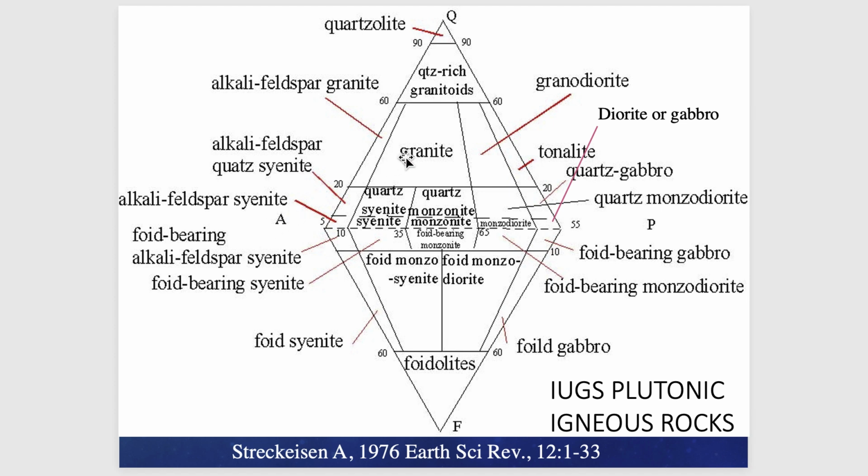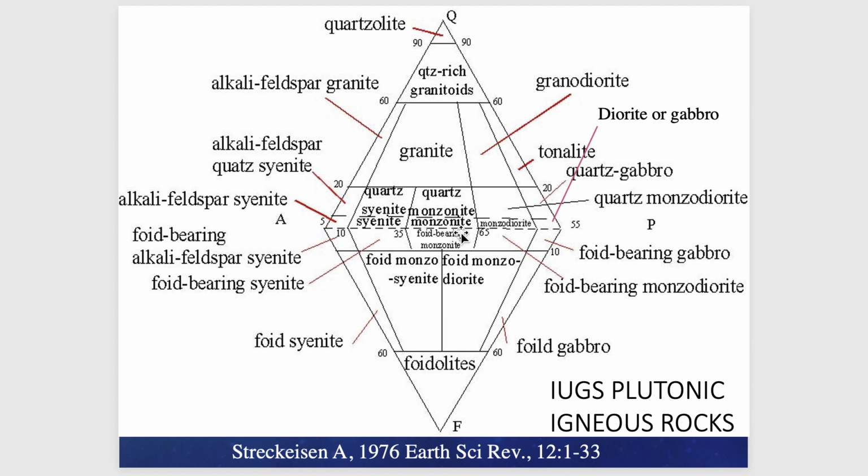So a rock that is slightly less enriched in quartz, so between 60 and 90% quartz, will usually be a quartz-rich granitoid. So it's a granite with quartz, basically. And what's this? It's a granodiorite. So granodiorite is a rock that has a little bit more plagioclase, basically.